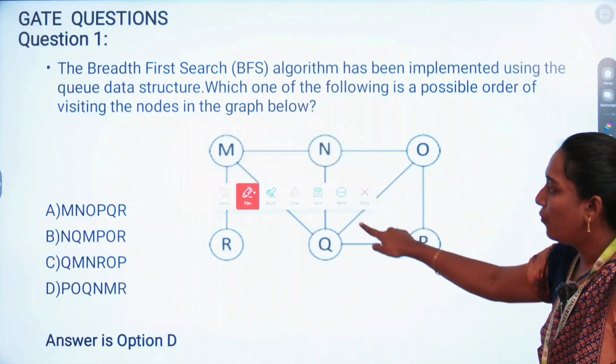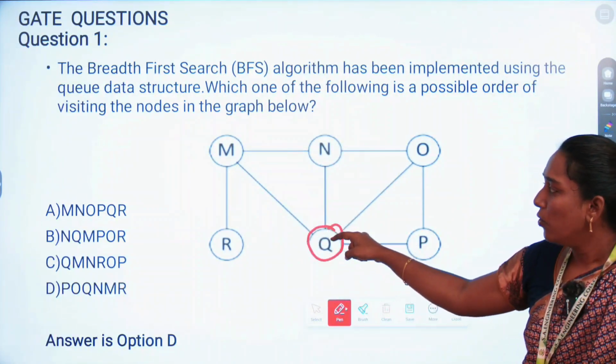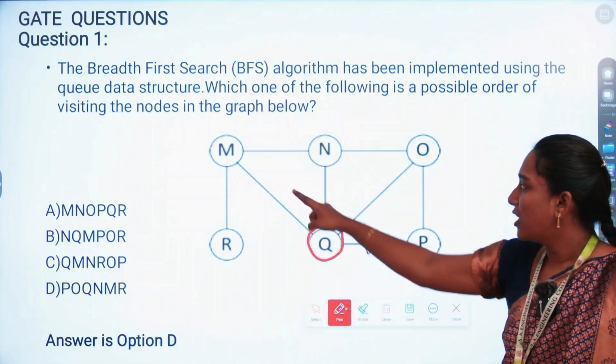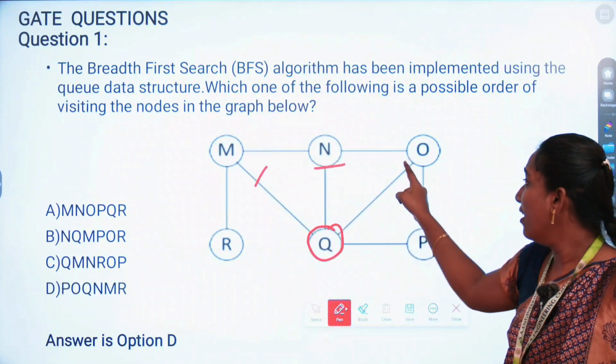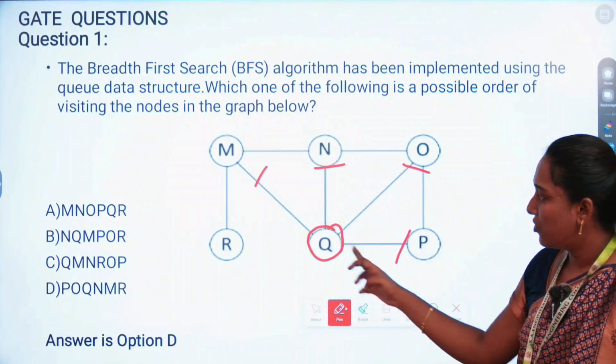Now, the starting node of option C is Q. Q explores what nodes? It explores M, N, O, and P. These are all the nodes explored. Let us check one by one.